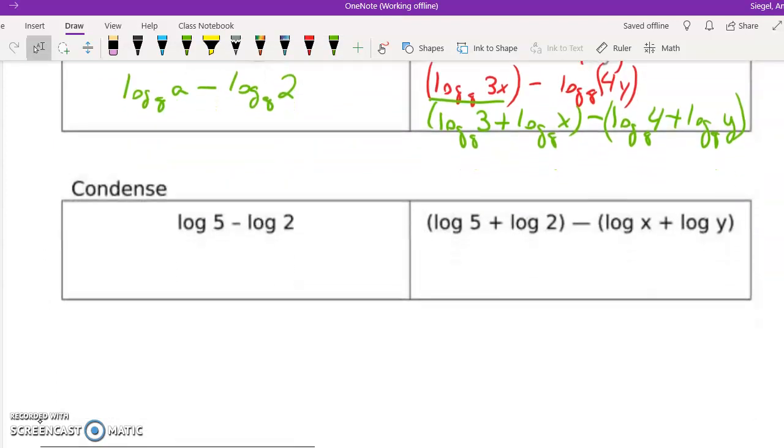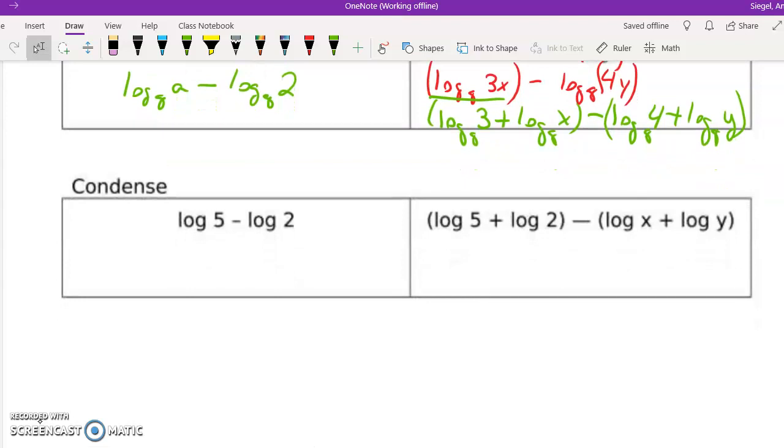Okay, now we're going to go backwards. The other way, we're going to condense these. So remember, this means division. So I have 5 divided by 2. So remember, we're going to just write the log one time, and it's 5 divided by 2.